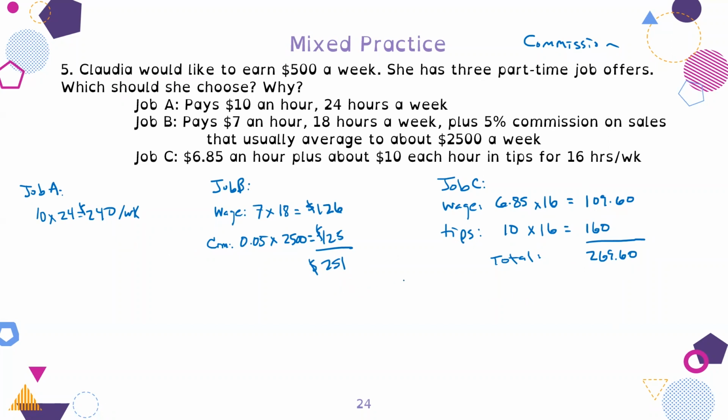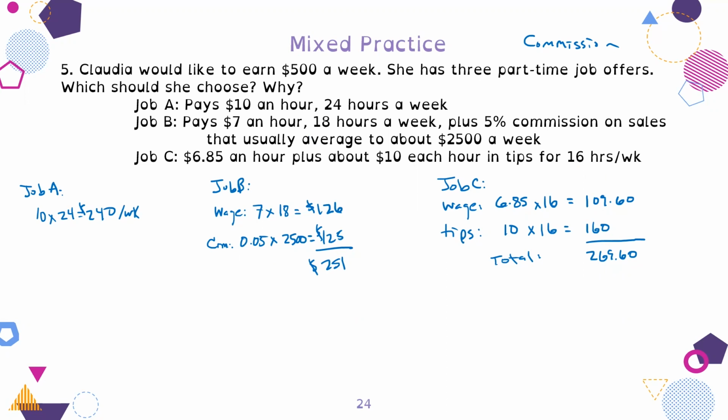So job C makes the most for the least number of hours. She makes $269.60 for only 16 hours of work. So that looks like a good one to consider. And then the other two, she could pick either one and she would still make $500 a week.